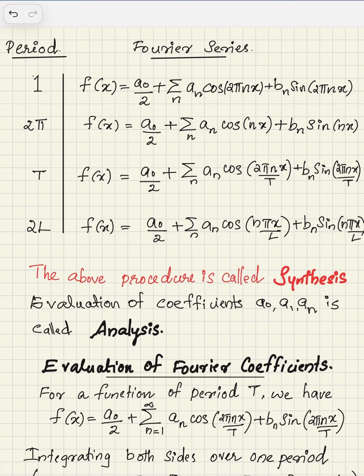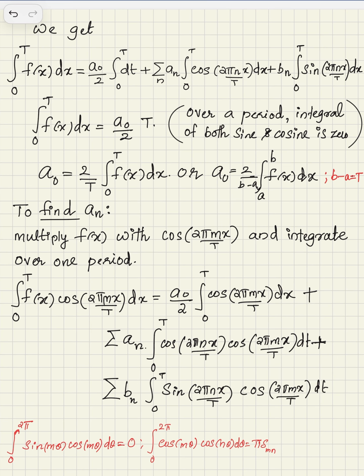For a function of period t, we have the Fourier series f of x equal to a0 by 2 plus sigma n equal to 1 to infinity an cos 2 pi nx by t plus bn sin 2 pi nx by t. Integrating both sides over one period, we get integral 0 to t f of x dx equal to, on the right hand side, term by term you have to integrate. And the first term will give a0 by 2 into t. There are a lot of other terms.